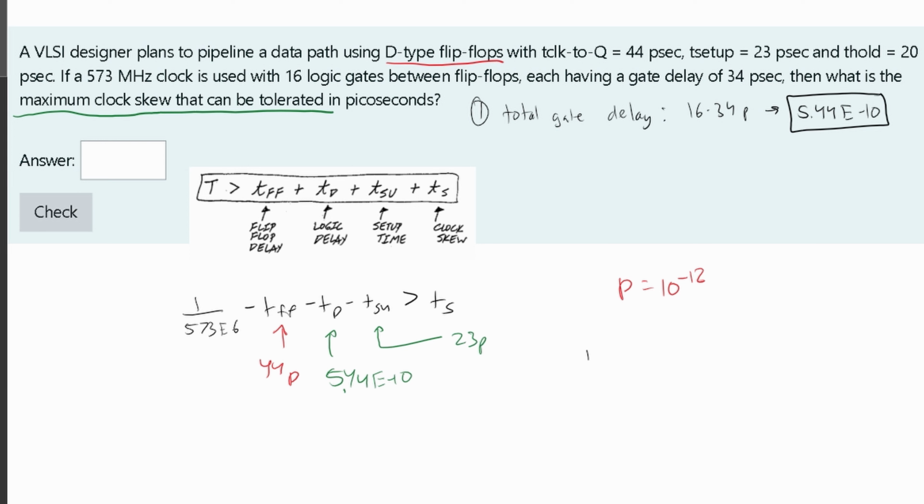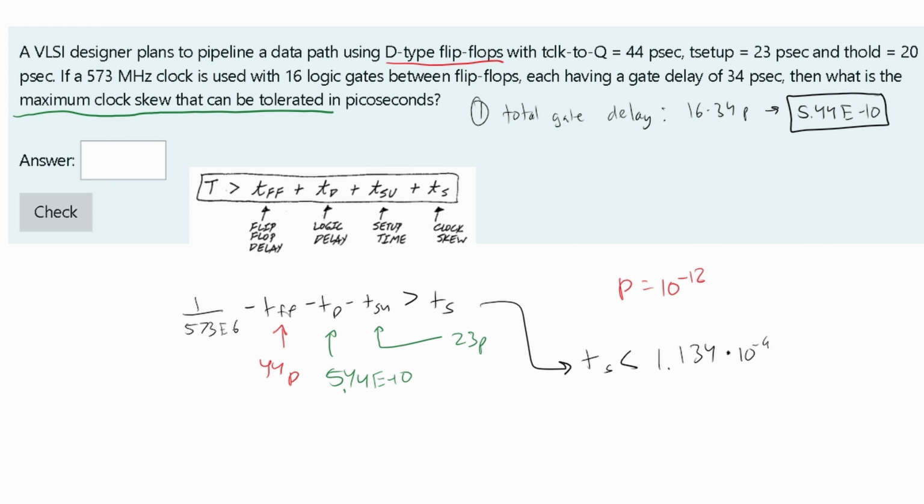And so that means that our TS has to be less than 1.134 times 10 to the negative 9. We want our answer in picoseconds, so we're going to multiply this by 1 pico, and then it's over 10 to the negative 12. And if we do this, we are going to get that our answer is, and for this problem, your variables might be different, 1134.2 approximately. So that is how we would calculate the clock skew and solve this problem.